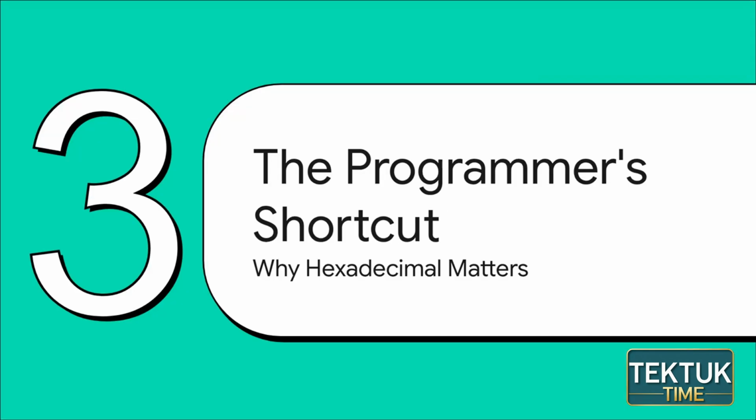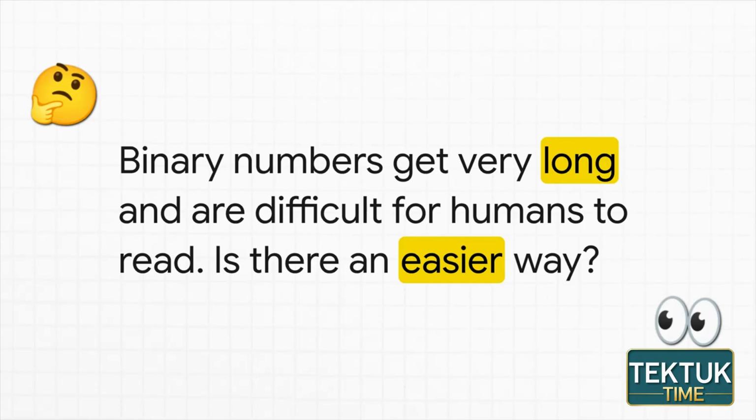Now, that method works perfectly, but it can get a little clunky, especially when you're dealing with really big numbers. Programmers, engineers, they needed a faster way, a shorthand. And that brings us to the real game changer in all of this. Here's the thing. Binary is perfect for computers, but for us humans, it's kind of a nightmare. You get these massive, long strings of ones and zeros that are just impossible to read without making a mistake.